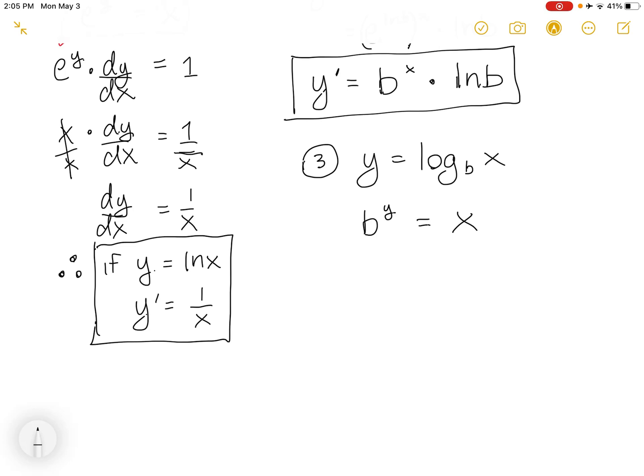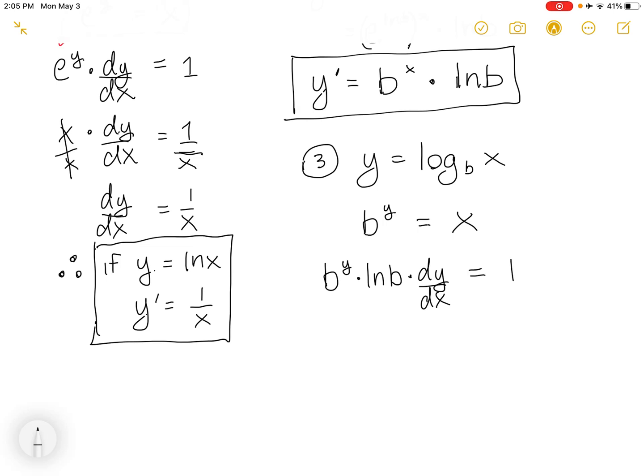Now, if I take the derivative of both sides, I'm going to do implicit differentiation again. The derivative of the left side, based on what we just did for the second one, is going to be b to the y times ln b times dy dx. And that's going to equal the derivative of x, which is 1.